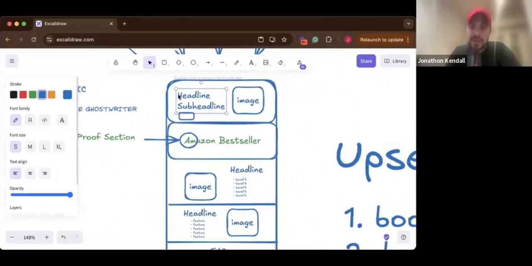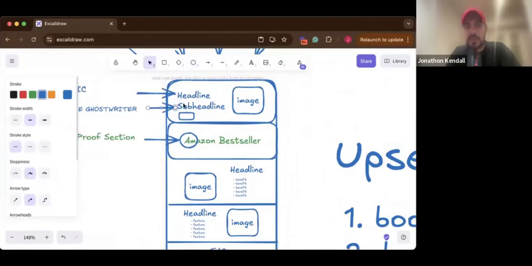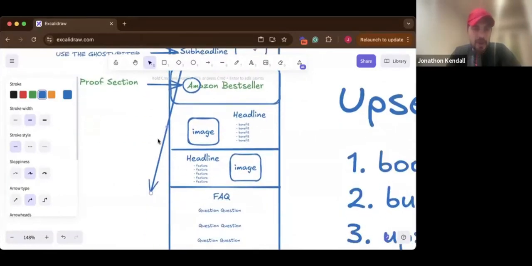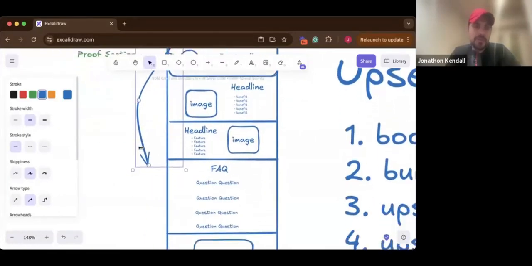And then the job of the headline is to get you to then read the subheadline. And if that's good enough, you might actually click the button and just go straight to the bottom and buy. It's rare, but sometimes you might do it.